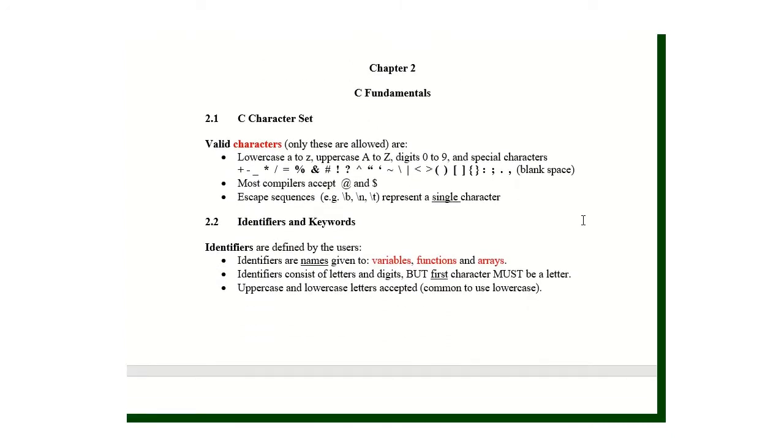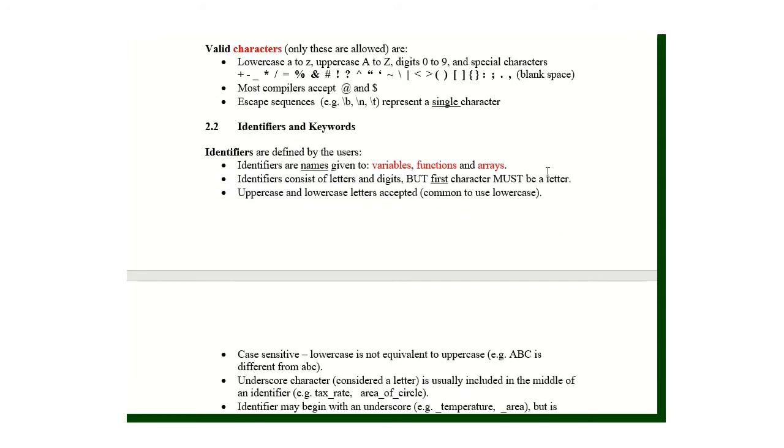Chapter 2, C Fundamentals. Valid C characters include the alphabet, lower and uppercase, digits 0 through 9, and the special characters. Most compilers will also accept these two, the underscore and the $ sign. Escape sequences such as \b, \n, \t, and many more represent a single character, even though physically there are two characters. So these are the only characters allowed in a C program.